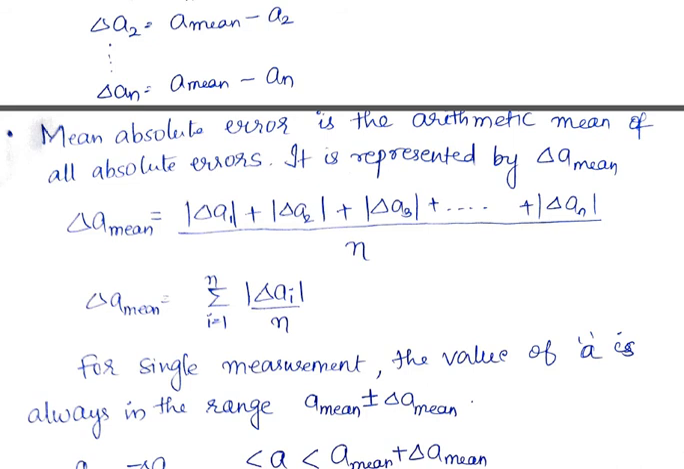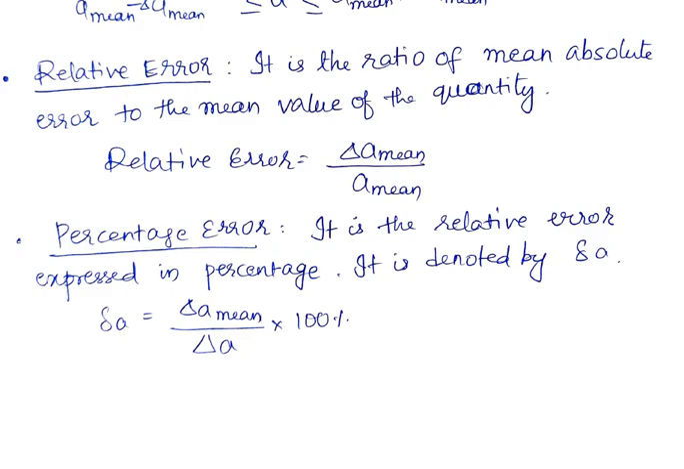Plus or minus delta A mean is what? Delta A mean is the error associated with it. So any value will be between these two values, A mean plus delta A mean and A mean minus delta A mean. Any single value will be within this range. Okay, this is about mean absolute error.